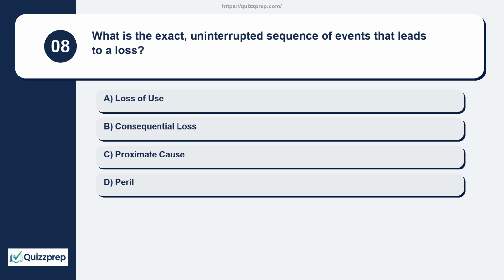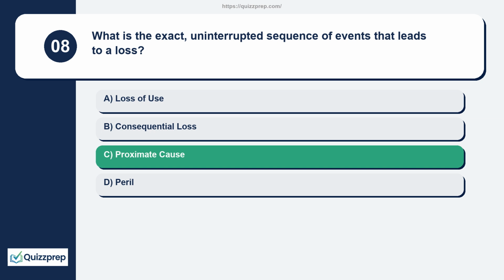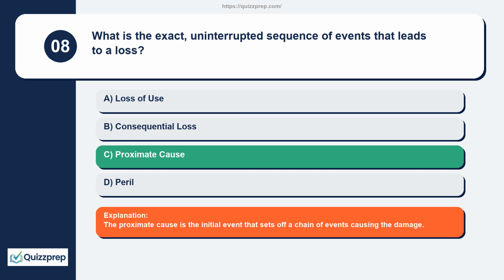Question 8. What is the exact, uninterrupted sequence of events that leads to a loss? Loss of use, consequential loss, proximate cause, peril. The proximate cause is the initial event that sets off a chain of events causing the damage.